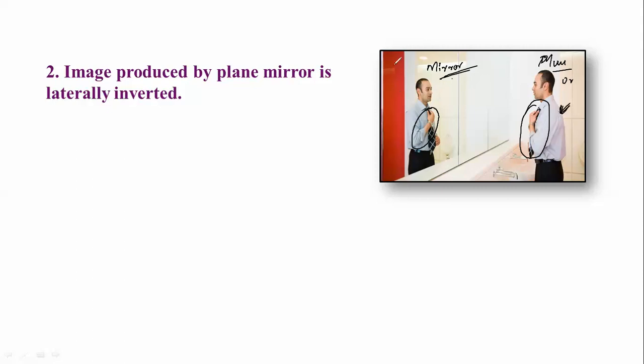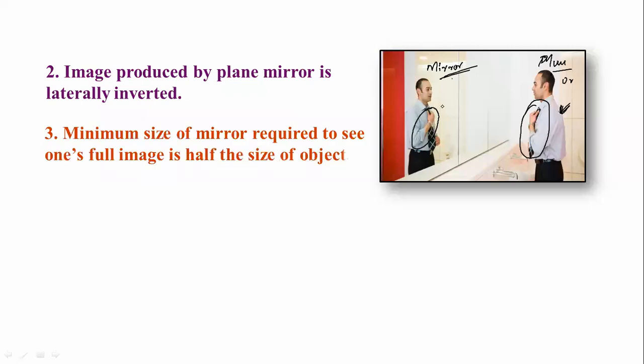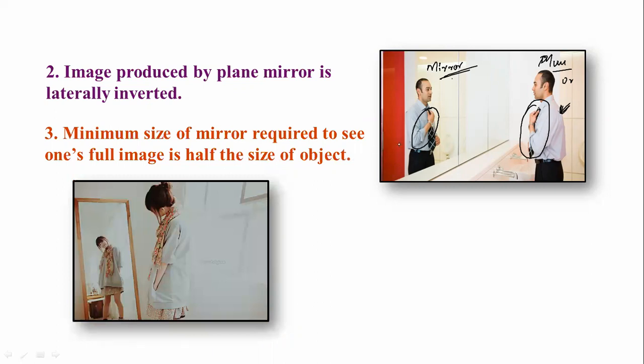Okay, this is a condition you should remember. And the next one is that the minimum size of the mirror required to see someone's full image should be half the size of the object.